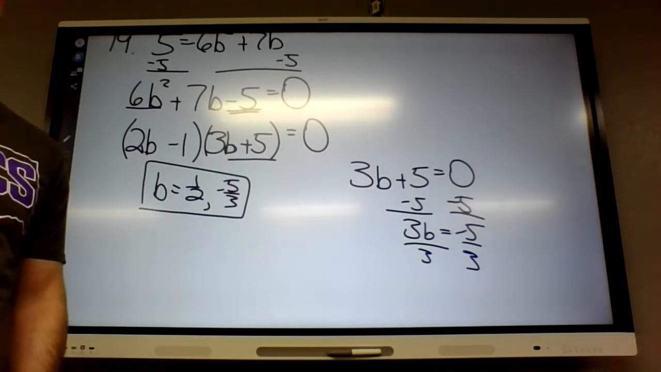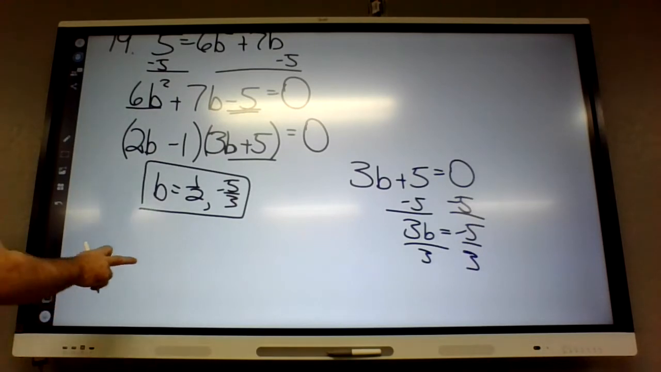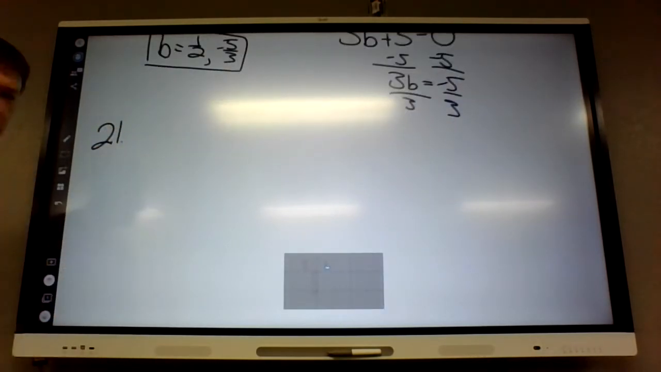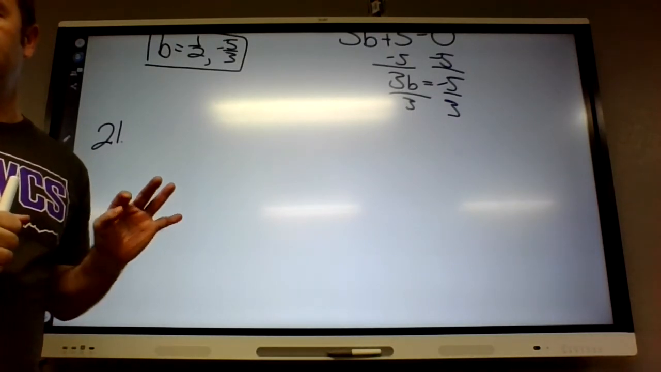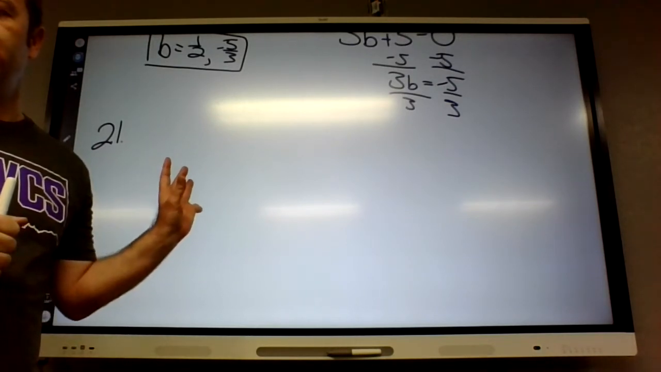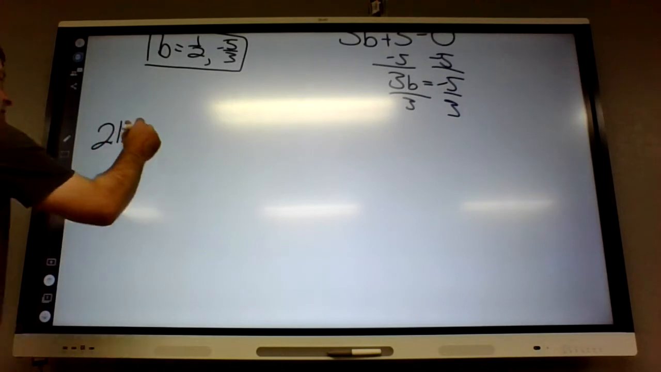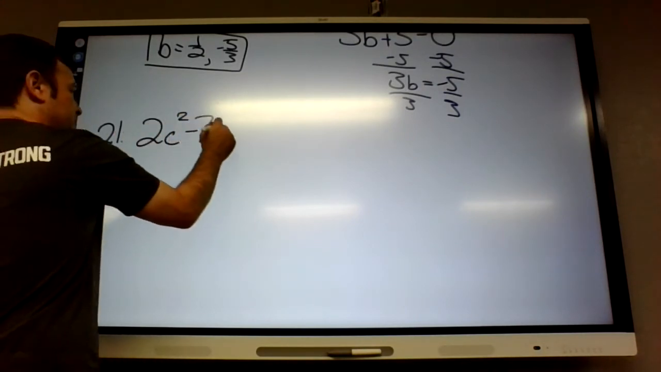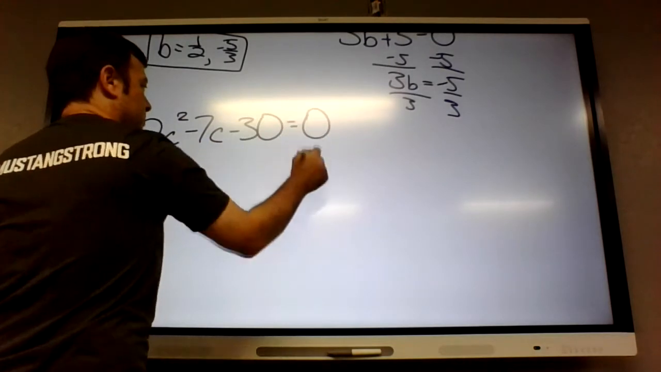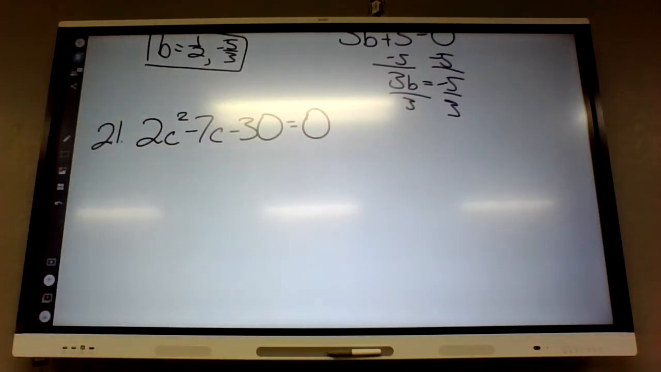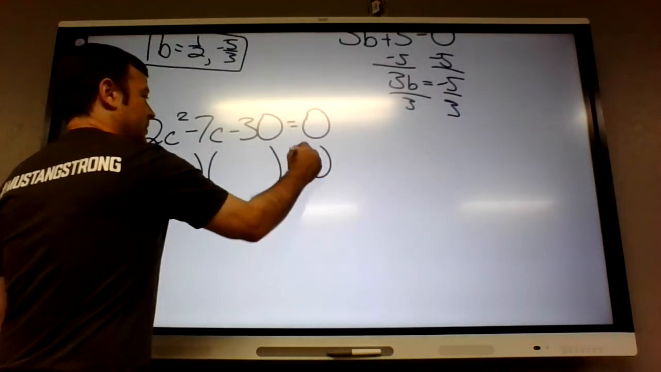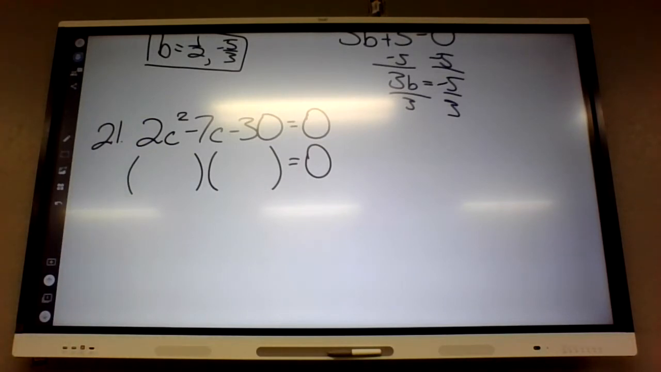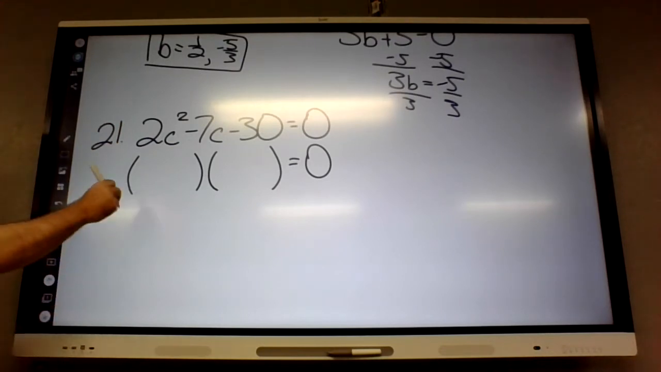Okay, 21. What should we do on 21? Minus 2c squared. Okay, I would prefer 2c squared to remain positive. So instead, I'm going to minus 7c and minus 30. So we get 2c squared minus 7c minus 30. It gets a little bit complicated when you try to factor and the first term is negative. So you want the first term to be positive. That'll save us a lot of trouble.